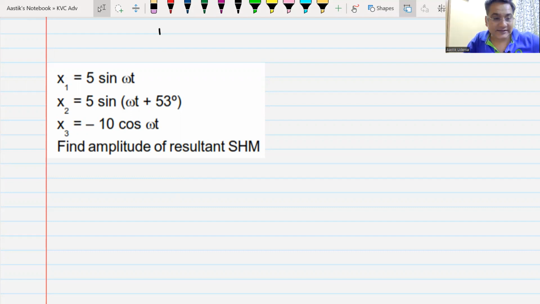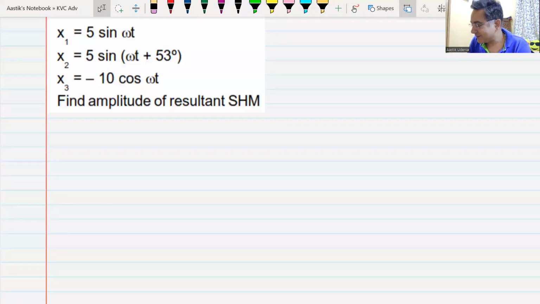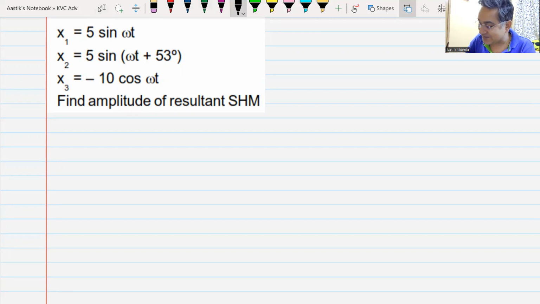Let's hope that this physics maths combo helps you in getting this question. Now there are 3 SHMs. You have to find the resultant amplitude of this. I'll give you 2 minutes to solve this, and then I'll solve it. Remember, I'm going to apply maths, but with physics common sense.